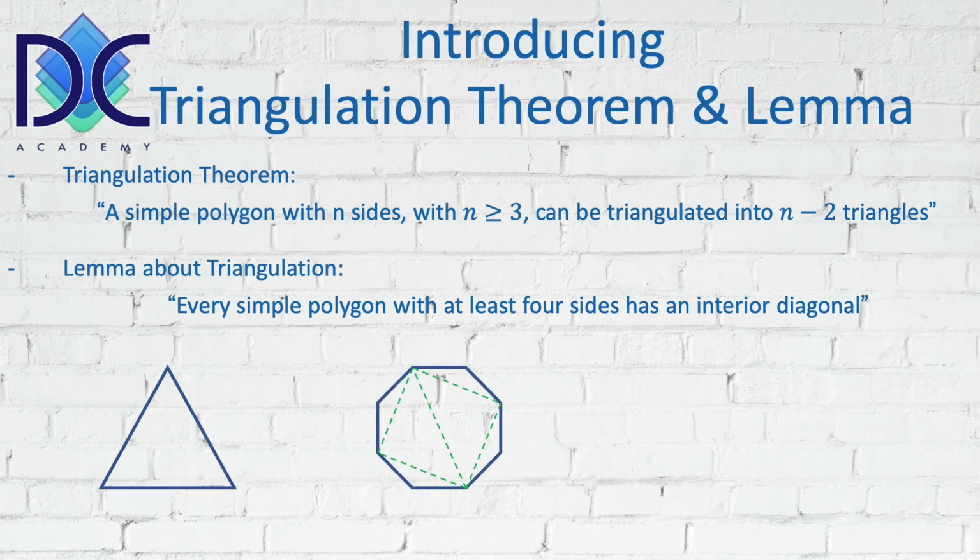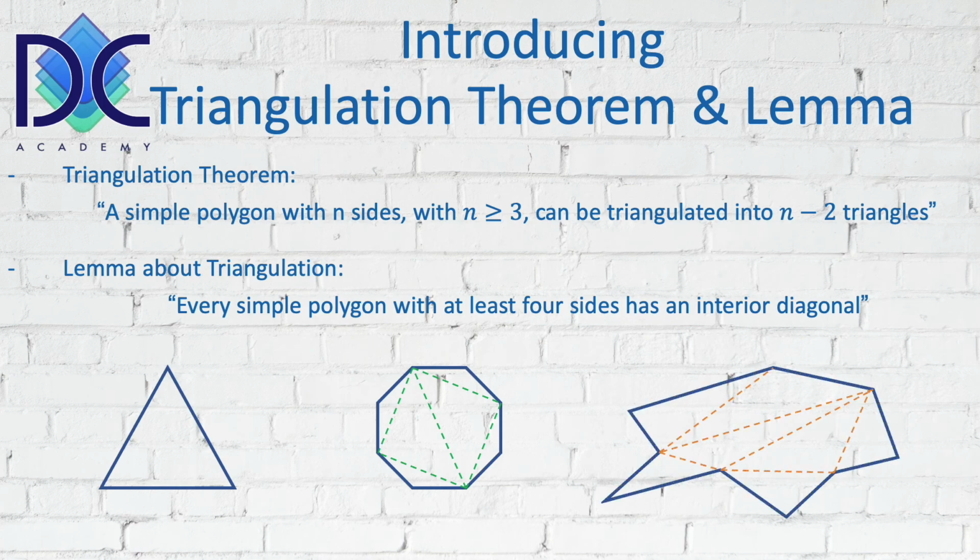When I have the octagon, we find here we have 8 sides and we find 6 triangles. And in the last one, we can find a similar element. We can find the number of triangles.